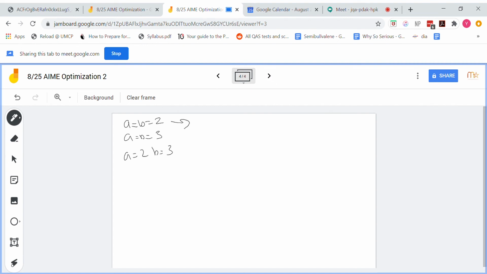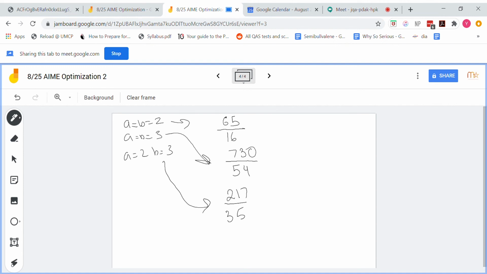So in the first case, we get a cubed b cubed plus 1 is equal to 65 over 16. Second case, we get 730 over 54. Third case, we get 217 over 35.